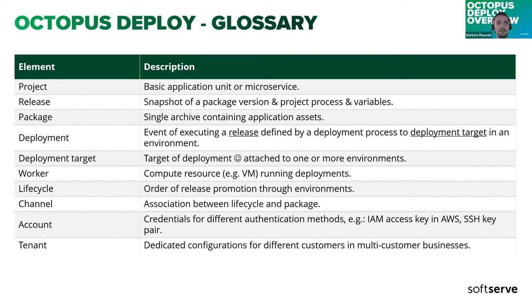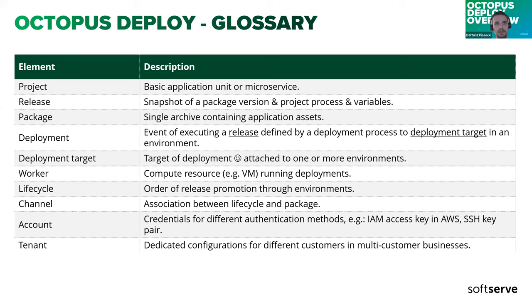The first thing is a project. It's a basic application unit or microservice. So this is like your application. And I've specifically put microservice here because Octopus is designed, I mean, it suits well the microservice architecture of your applications. So you can have a single container as a project.